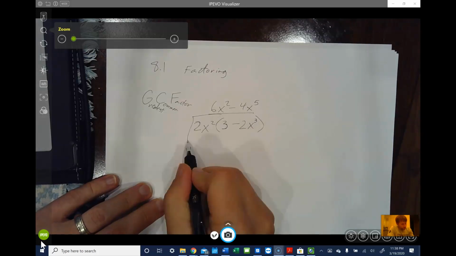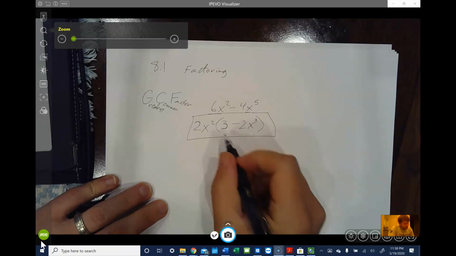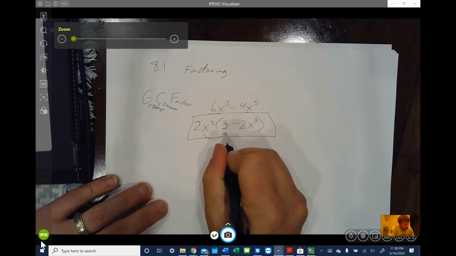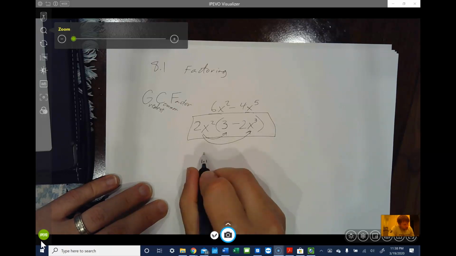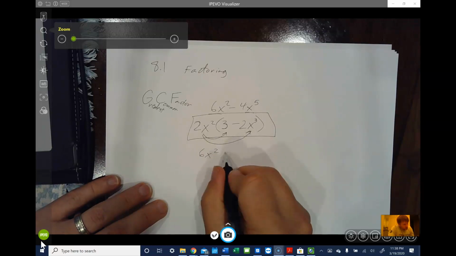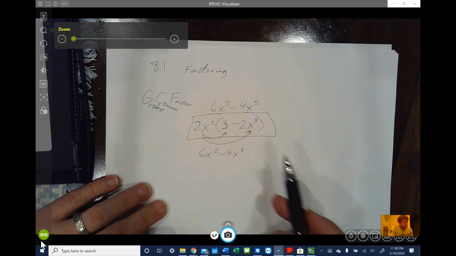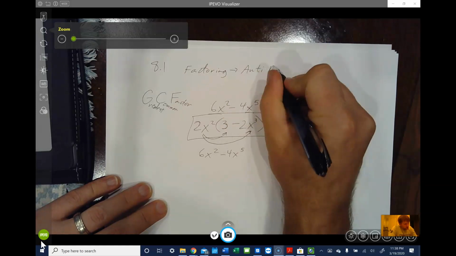Okay, so this would be the proper way to factor 6x squared minus 4x to the fifth by the greatest common factor. I want to show you that this is the exact opposite of the distributive property. If we were to distribute the 2x squared into here, 2x squared times 3 is 6x squared. 2x squared times negative 2x cubed is negative 4x to the fifth. So factoring is kind of the anti-distributive property.